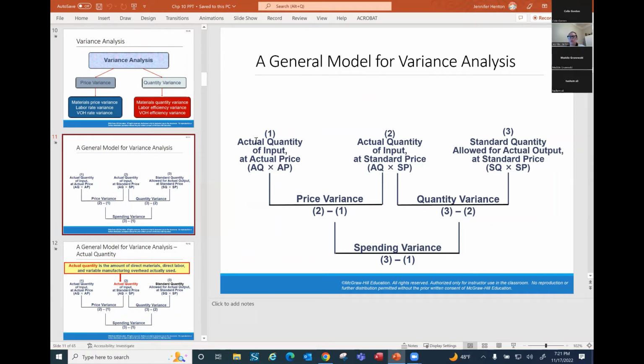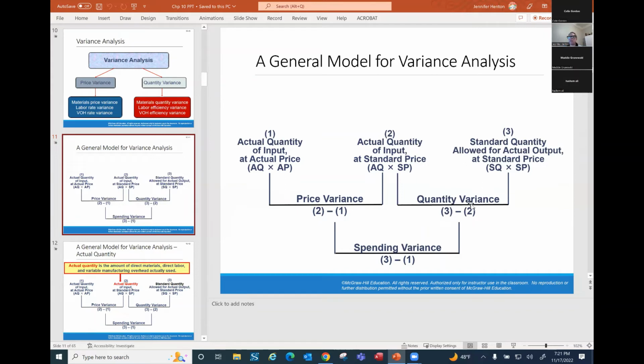So we have actual quantity of input at the actual price, and then we have the actual quantity of input at the standard price. That's how we're going to tell what the price variance was. We have to keep the quantity the same, so we have the actual quantity for both, and then we calculate the actual price and standard price. So we have the price variance.